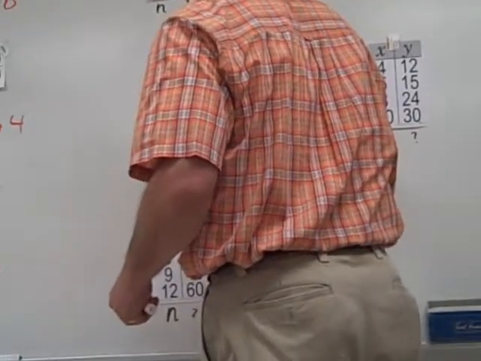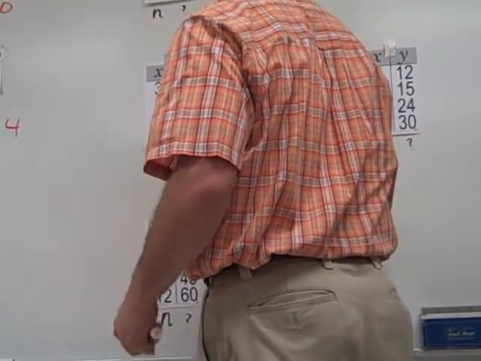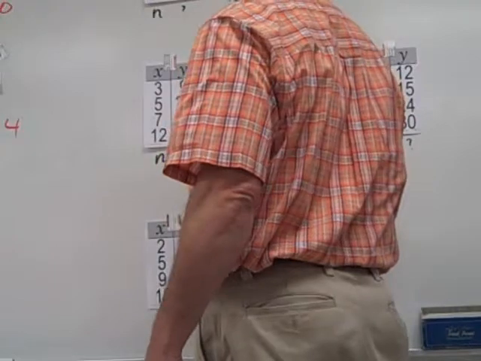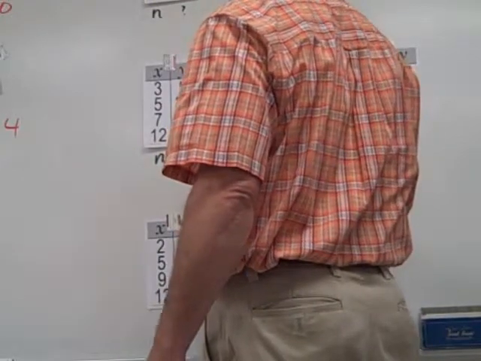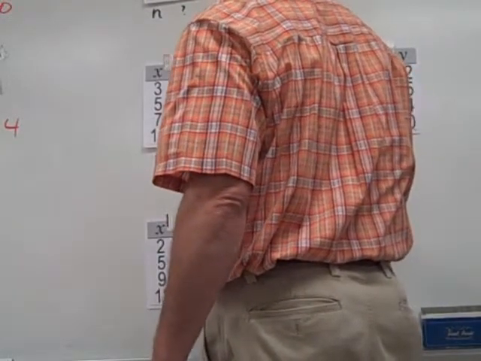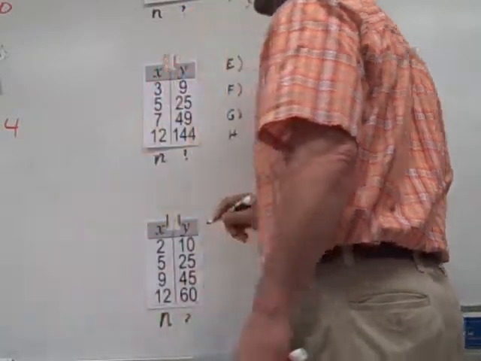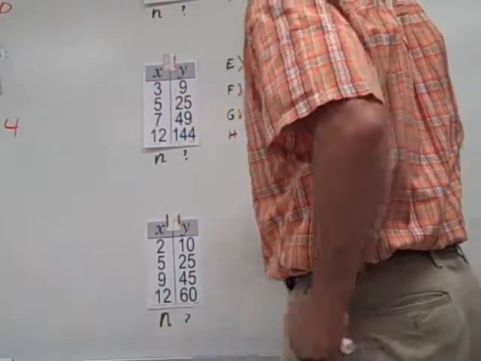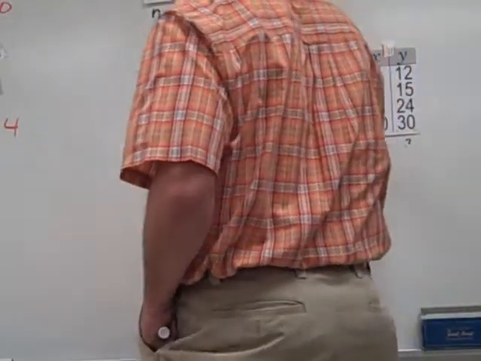E, F, G, and what? Is it H? Or is it F, G, H, and J? It's F, G, H, J. Okay. Well, I messed up on this one then. Sorry. Don't hate me now, okay?